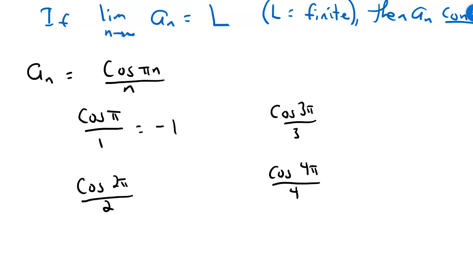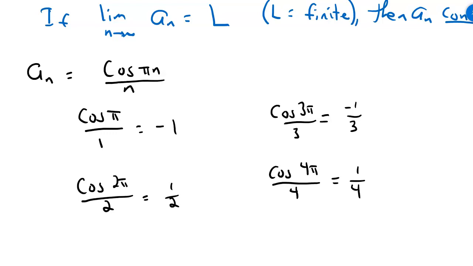Cosine of 2 pi goes back to the cosine of 0, which is 1. So I get a half. Cosine of 3 pi is going to be the same thing as the cosine of pi. So that'll give me a negative 1 on the top and a 3 on the bottom. This will give me a positive 1 on the top and the 4 on the bottom. So it looks like what I'm actually creating is a sequence that alternates back and forth.